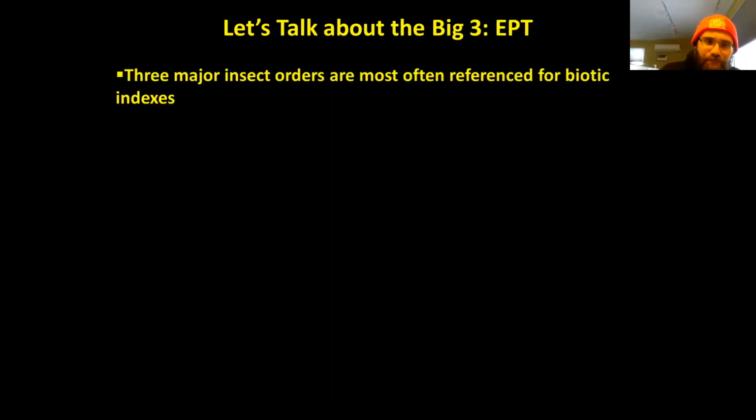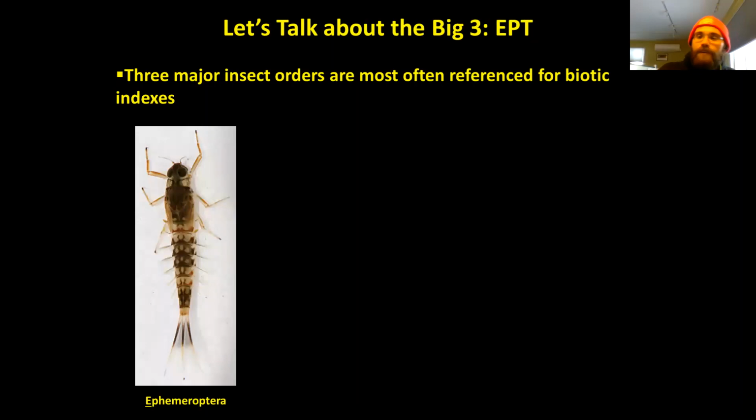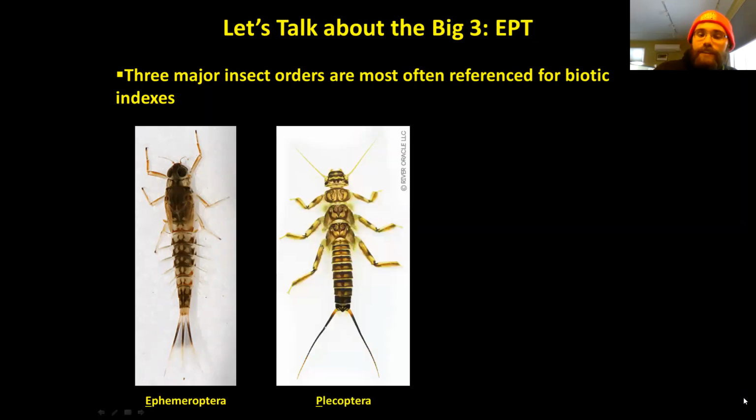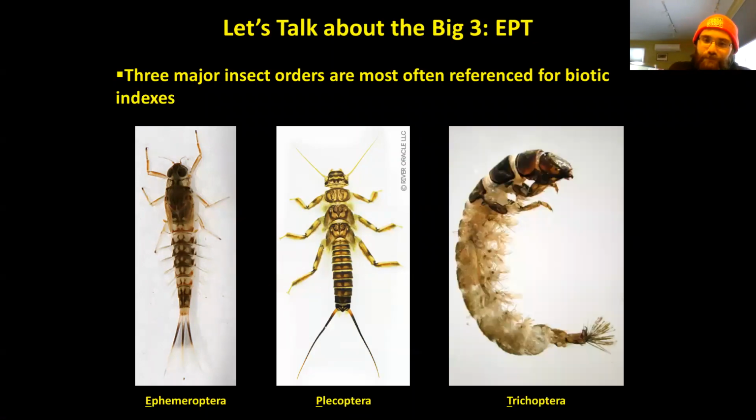So let's talk about some actual specific aquatic macroinvertebrates. We're going to start with the big 3, which are going to be EPT. Three major insect orders are most often referenced for biotic indexes. The first are the mayflies, which are Ephemeroptera, so that's where the E comes from. The next is Plecoptera, which are the stoneflies, and that's where the P comes from. And then we have the caddisflies, which are Trichoptera. And again, that's where the T comes from.